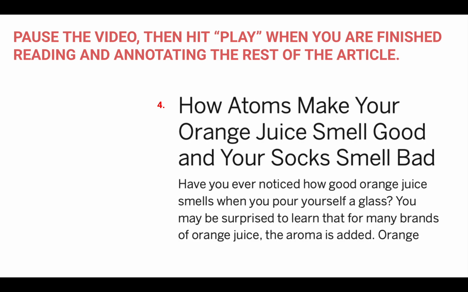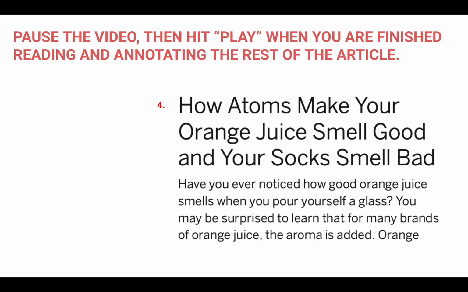So for right now, I want you to pause the video and then hit play when you're finished reading and annotating the rest of the article. You're going to start with paragraph number 4, and the title of this section is How Atoms Make Your Orange Juice Smell Good and Your Socks Smell Bad. Okay, go ahead and read it and annotate. Do kind of what I did. No need to do a lot of annotation, but you have to show me what you're thinking in the margin and how it connects with the whole idea of different substances have different properties. Okay, go ahead and pause the video, keep reading and annotate, and then come back when you're done.